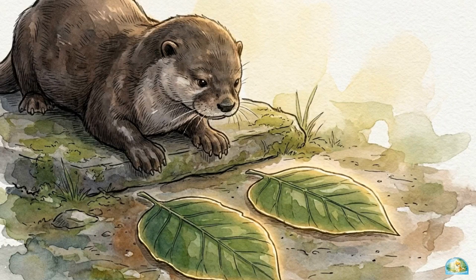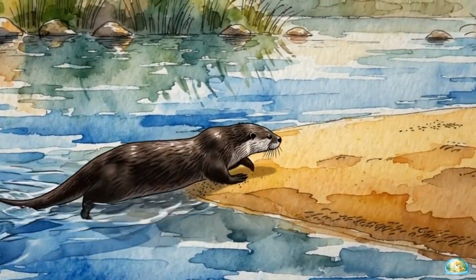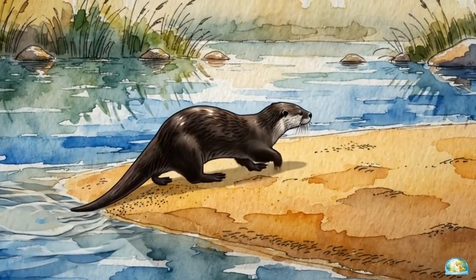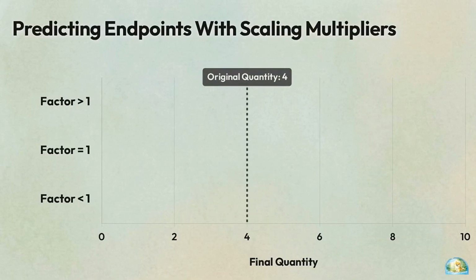Multiplying by 1, even when it takes the form of an equivalent fraction, permanently preserves a quantity's exact value. At the final sandbar, we can line up all 3 scaling rules against identical baselines to see how they behave side by side. This diagram applies 3 separate multipliers to a starting quantity of 4. Based on what we've established, we can predict these physical endpoints before evaluating the math.